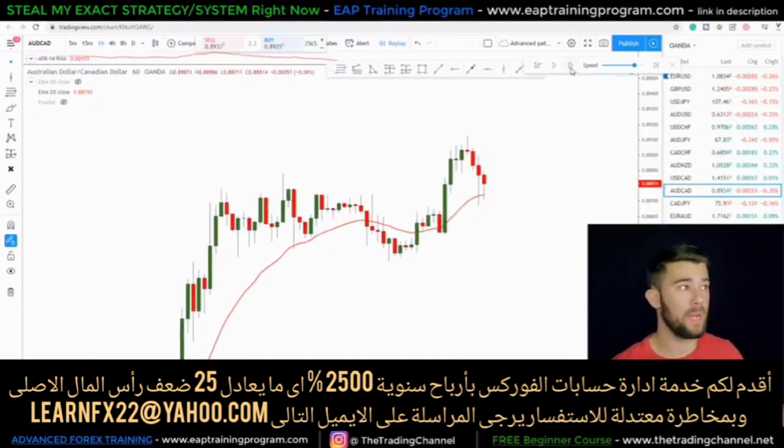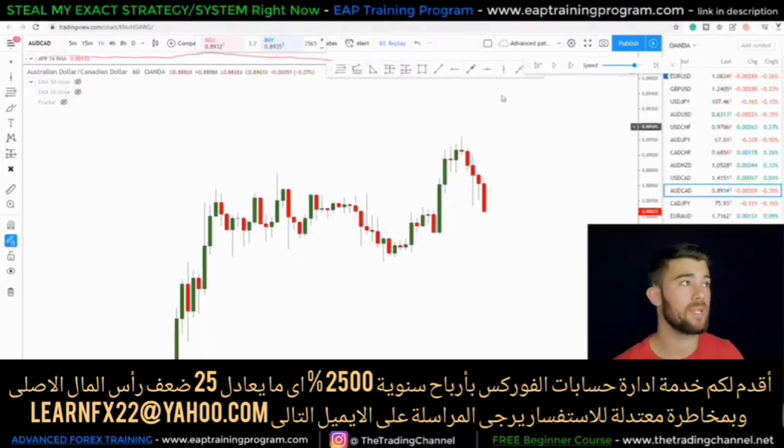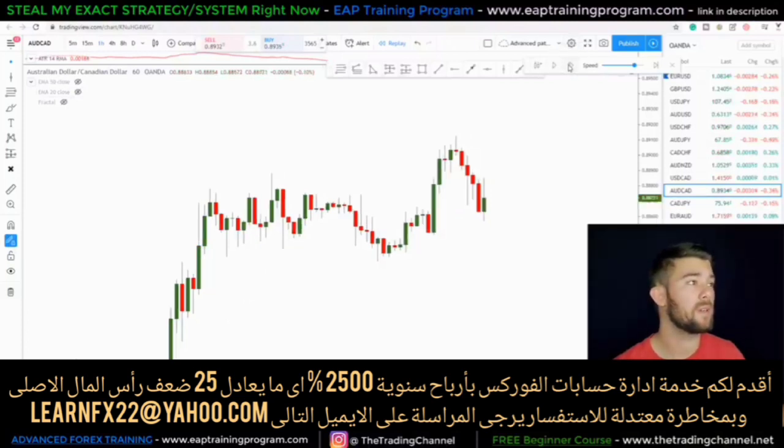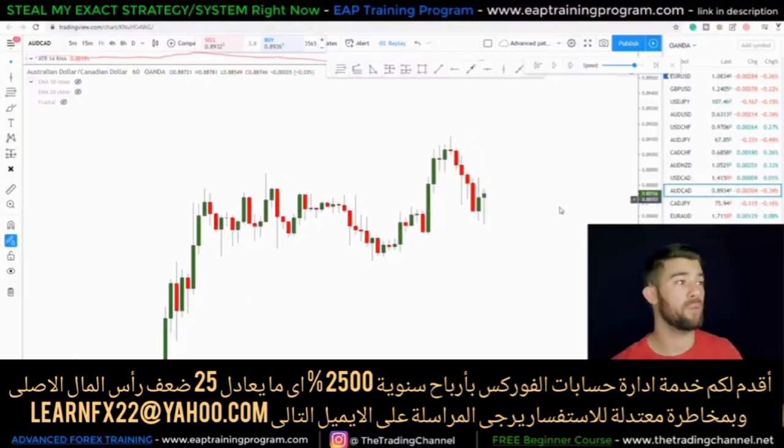All right, there we have a pullback. Let's go ahead and take that off the chart. The EMA is unnecessary here on the 1 hour. And boom, after the pullback, we have a nice hammer candlestick, long wick to the bottom side, closing in the top 25% of the candle.